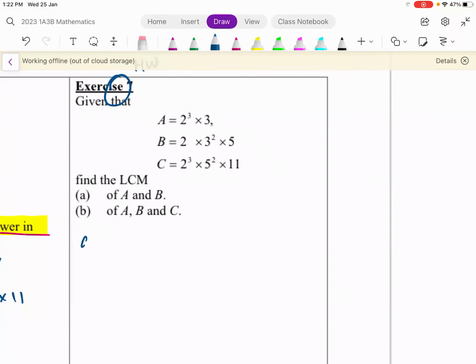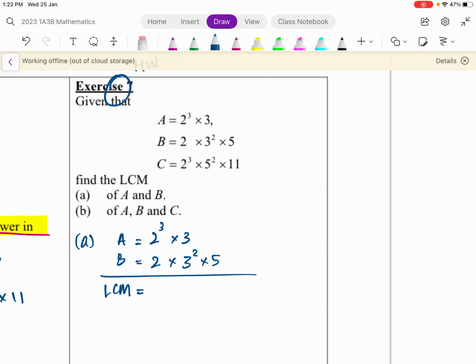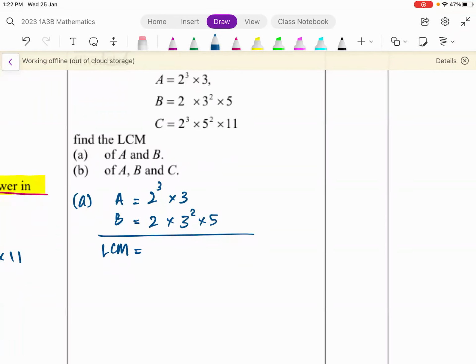So if you're still not too familiar yet, it is okay. Write them down. Just A and B. Remove all your distractions, which in this case is your value of C. So B has a value of 2 times 3 squared times 5. Therefore, the LCM of these two numbers will be, do we look for the highest or lowest power? Highest. So 2 power 3. How about the power of 3? 2. I noticed that they didn't write any power here.